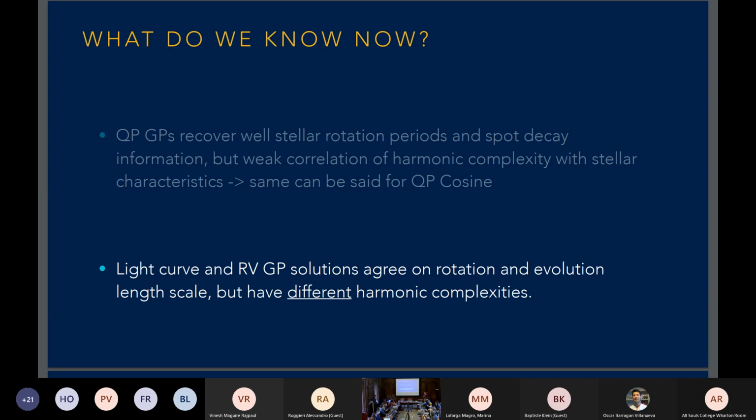So yes, that's the big underlying statement of that section of work: you can use the rotation period, you can use the evolution length scale, but be very careful with the harmonic complexities.